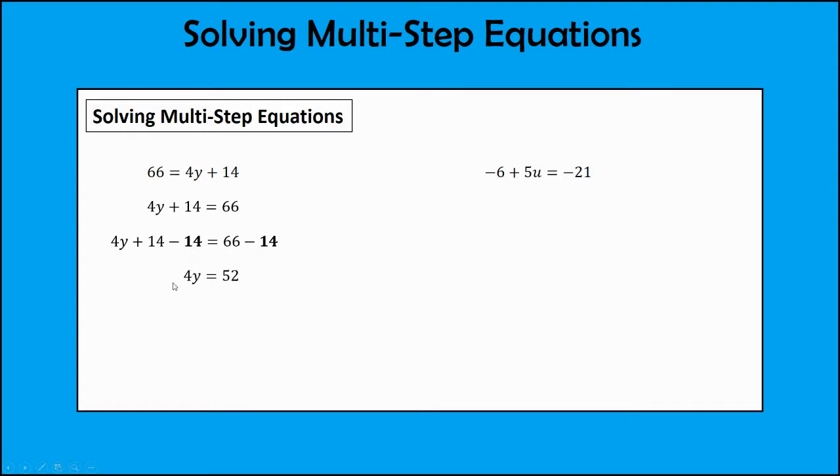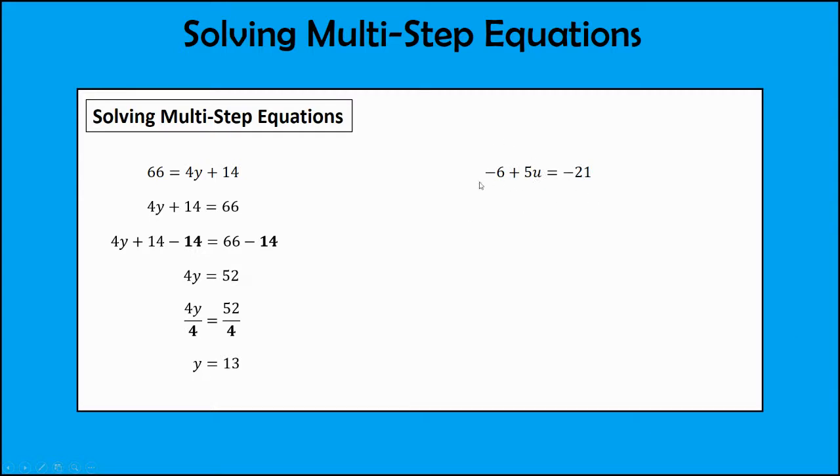At this point, I've got my variable term isolated on the left. Now I want to make the coefficient here become a 1. So I got to make 4 become a 1. The way I'm going to do that is to divide each side by 4. So 4y divided by 4, the 4's will cancel into a 1, and I'll get 1y or y. 52 divided by 4 is 13. There's my answer. Y is 13. If I take 13 and plug it back in place of this y and simplify this, it will be 66 equals 66.